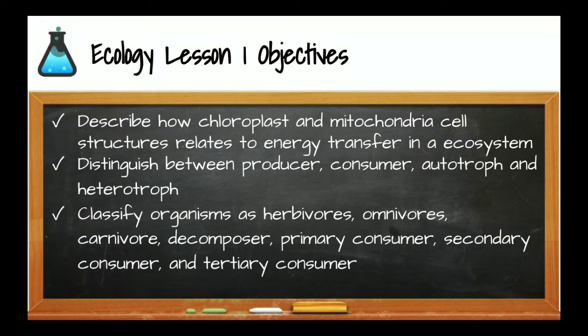By the end of this lesson, you should be able to describe how chloroplasts and mitochondria cell structures relate to energy transfer in ecosystems. Distinguish between producers, consumers, autotrophs, and heterotrophs. You should also be able to classify organisms as herbivores, omnivores, carnivores, decomposers, primary consumers, secondary consumers, and tertiary consumers. Let's get started.